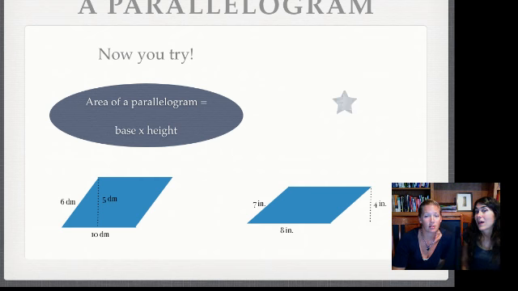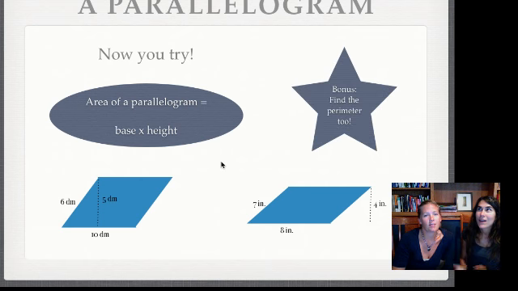And as an added bonus, ta-da! Find the perimeter too. We have to remember back to Learning Goal 1. So use this information. You can find the area and perimeter of both of these shapes. So try and write those down and we'll go over them in class. Good luck!